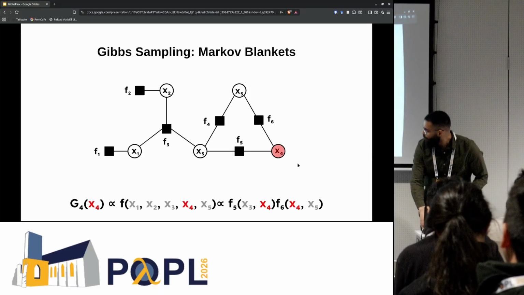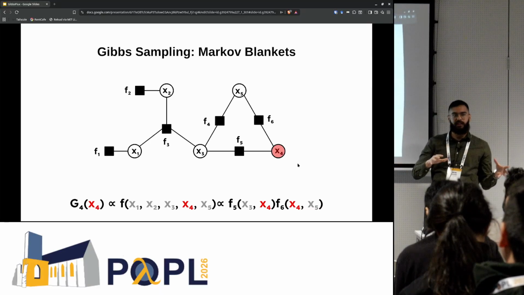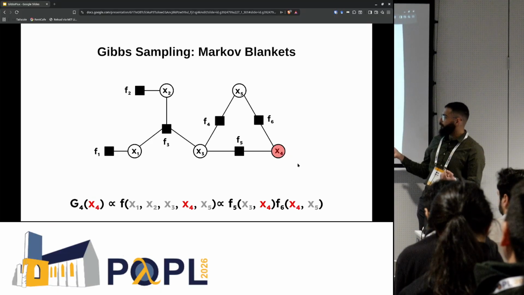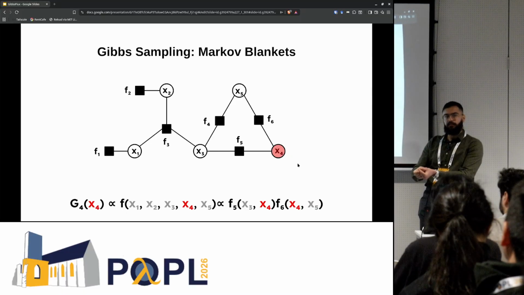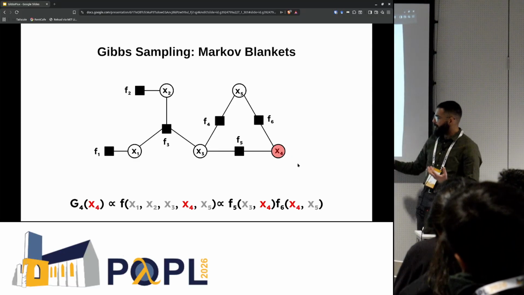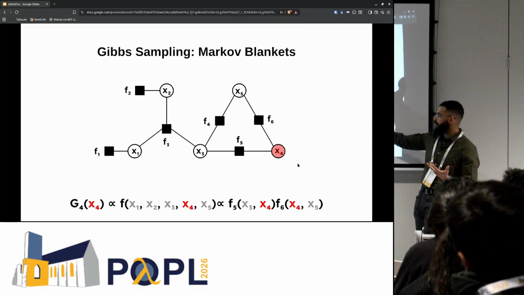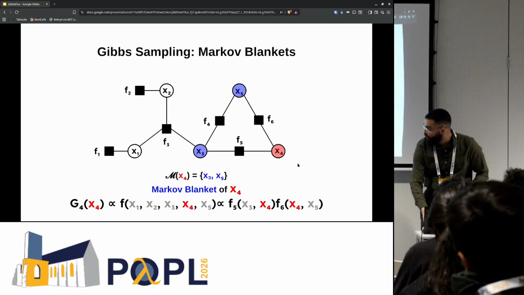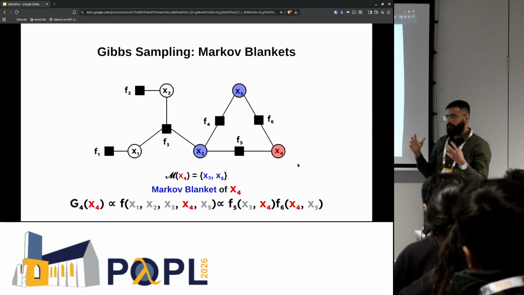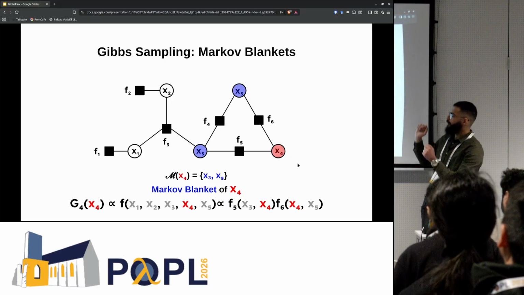OK. So one crucial thing to note here is that the Gibbs sampling distribution of each variable only depends on a subset of the entire set of variables. And the subset is the ones that participate in the factors that the variable under consideration participates in. So for example, here for x4, if we write out the densities, the Gibbs sampling distribution of x4 only depends on x3 and x5 because it participates in factors f5 and f6, which are all the factors that x4 participates in. And this set of variables, the set of variables that fully determine the Gibbs sampling distribution of a variable under consideration, is called the Markov blanket. And here I've put it in blue, for example, for x4.